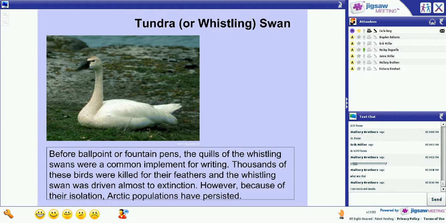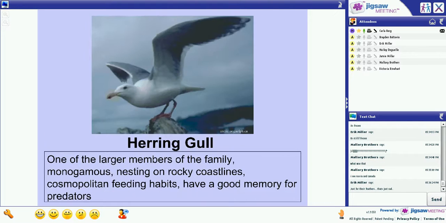Before the ballpoint or fountain pen, the quills of the whistling swans were a common implement for writing. Thousands of these birds were killed for their feathers, and the whistling swan was driven almost to extinction. However, because of their isolation, Arctic populations have persisted. Awesome. Thank you very much.